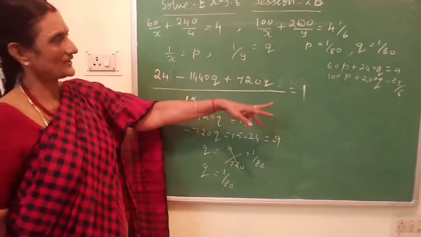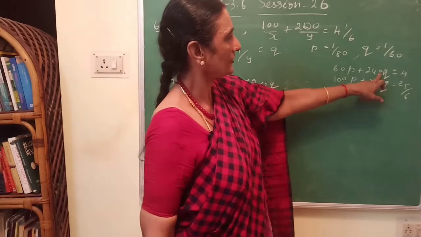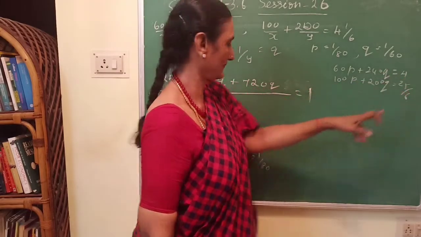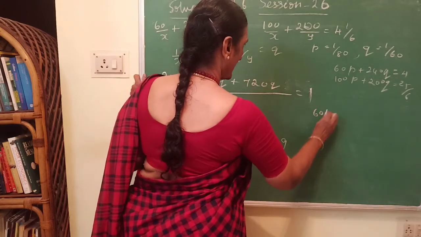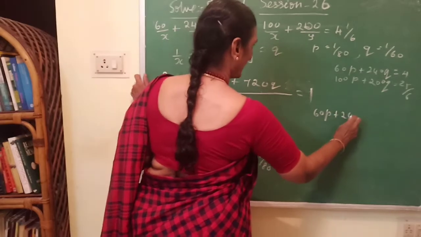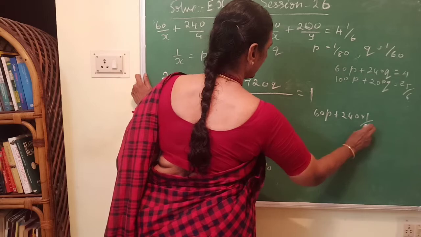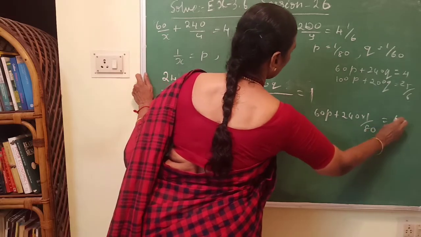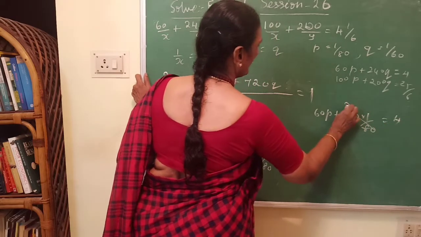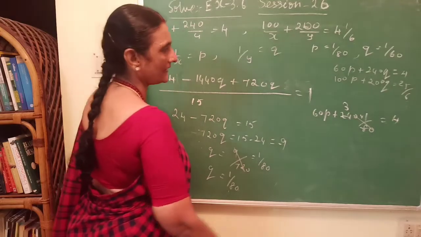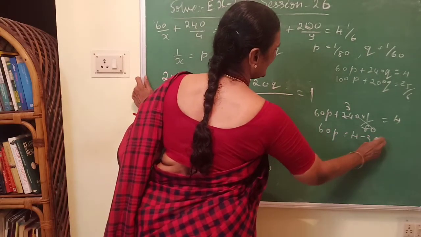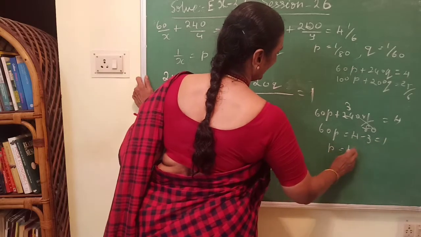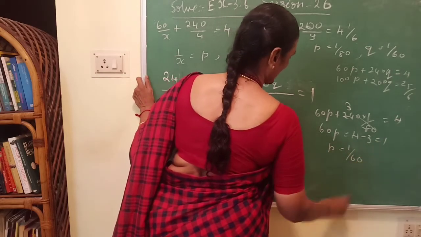What is the first equation? 60p plus 240q is equal to 4. So I am going to substitute this value. 60p plus 240 into 1 by 80 is equal to 4. On cancellation, this becomes 3. Therefore, 60p is equal to 4 minus 3 equals 1. So, p is equal to 1 by 60.